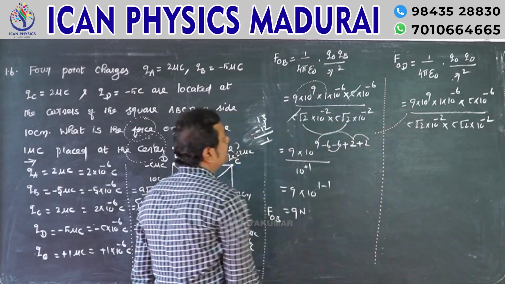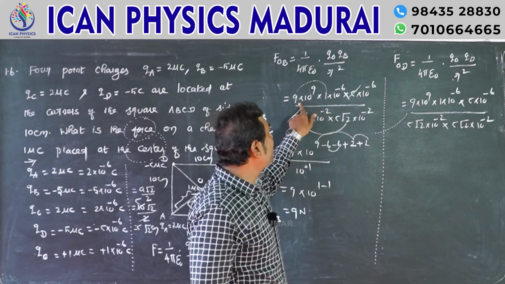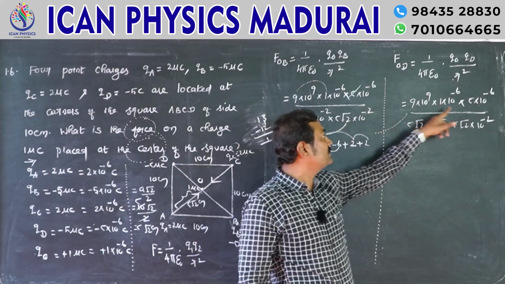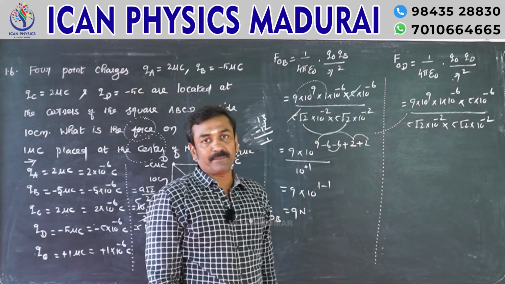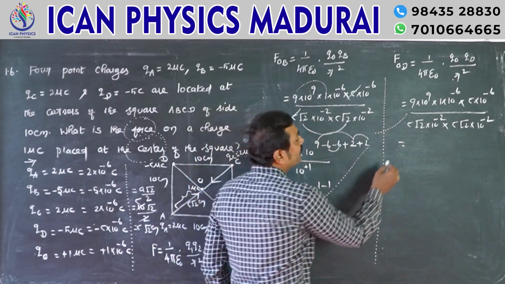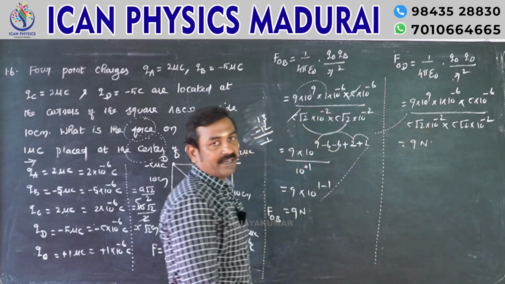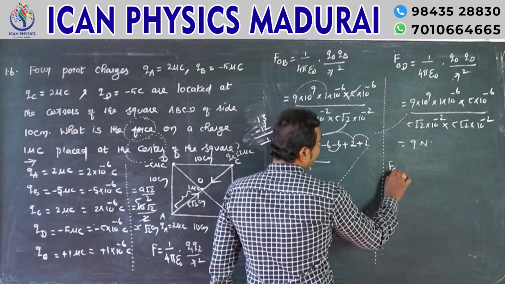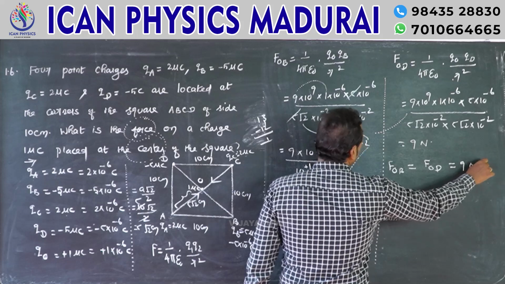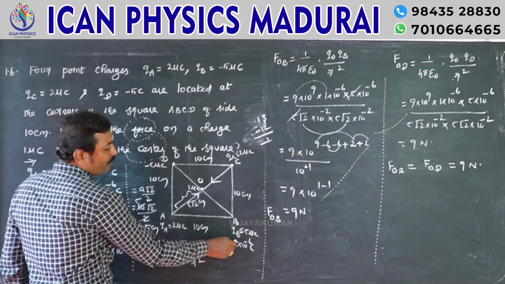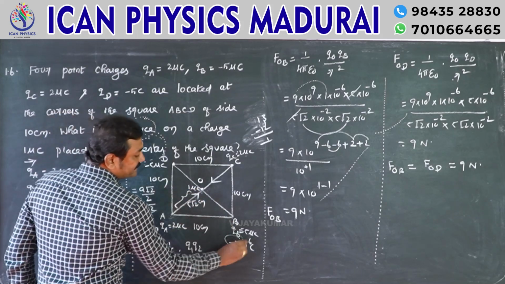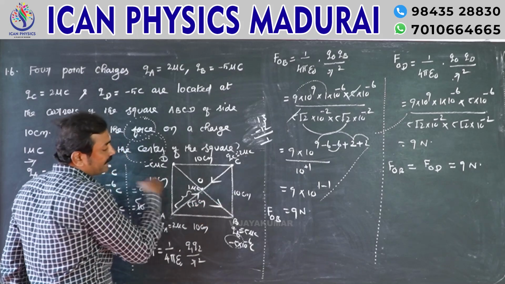Like in the previous session, what we have studied, 9 into 10 to the power 9, 1 into 10 to the power minus 6, 5 into 10 to the power minus 6, and just like that the denominator also. So, by solving that, we can skip these steps and finally we get 9 Newton. So, the force between O and D is equal to 9 Newton. Here we have minus 5, here it is plus 1, so they are attractive in nature, but it has the greater magnitude, so it attracts more.